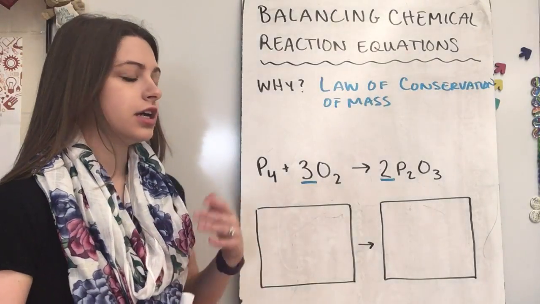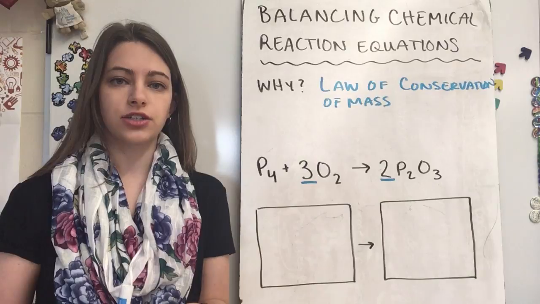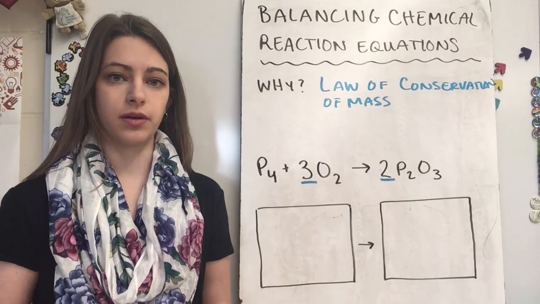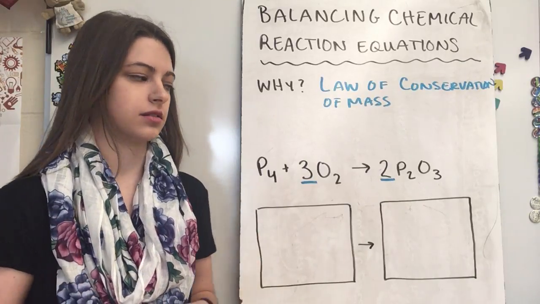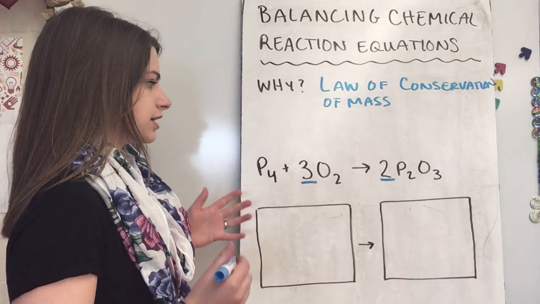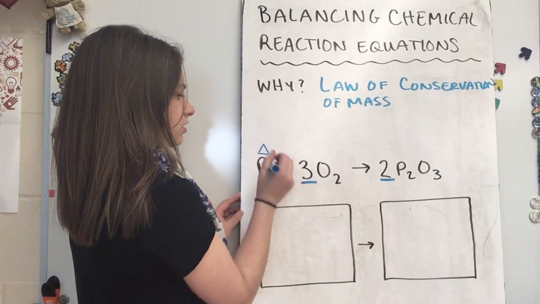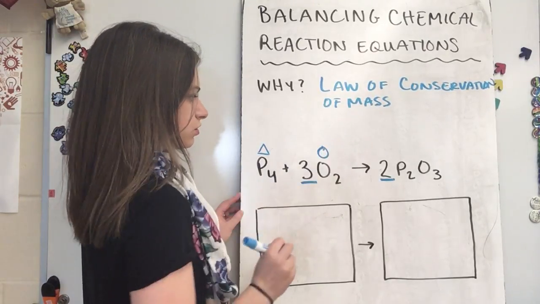And we're going to start just by looking at an already balanced chemical reaction equation, and we're going to draw a particle diagram for it, just so that we can help visualize this a little bit more. So before I can draw my particle diagram, I need to assign some symbols. So I'm going to make my phosphoruses triangles, and I'm going to make my oxygens circles.